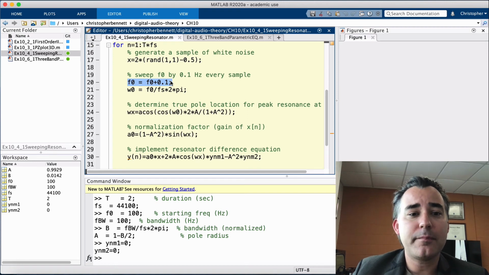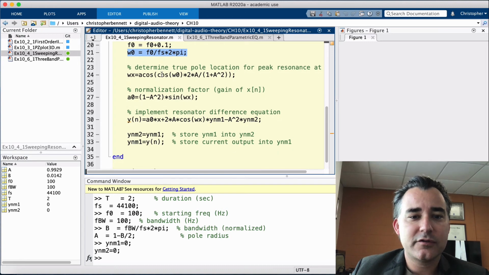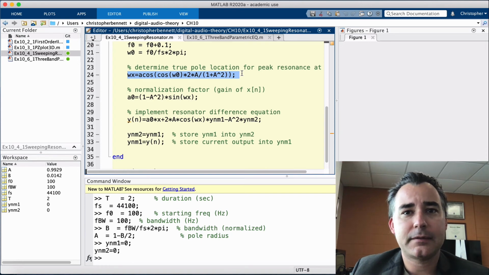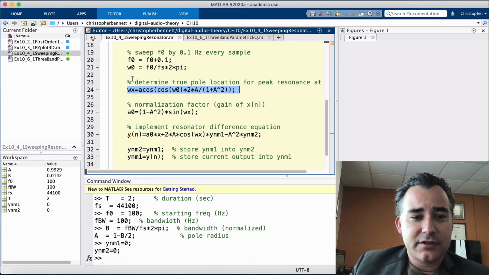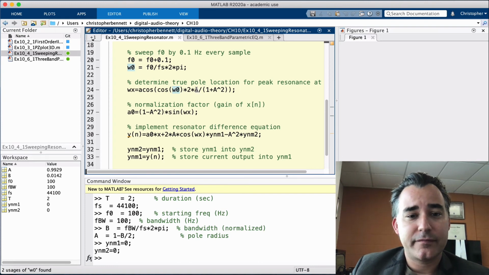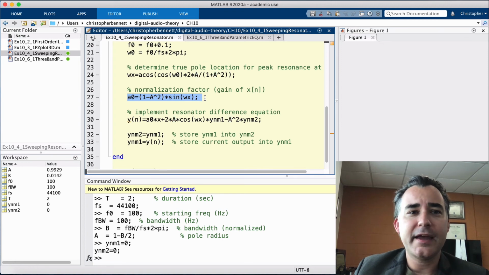We need to convert that to a pole location. Okay, here it is in radians. So here is our pole location. This equation is given in the textbook, Digital Audio Theory. But the pole location is going to be based on, obviously, where we want the peak to be, as well as the pole radius. Finally, we need a normalization factor. This is going to go inside the numerator.